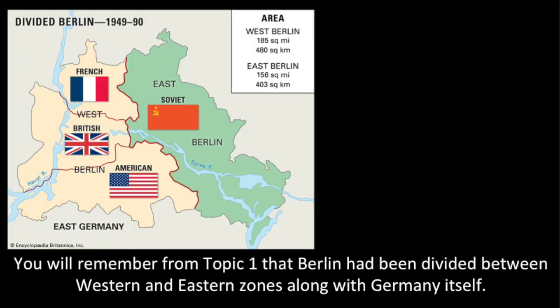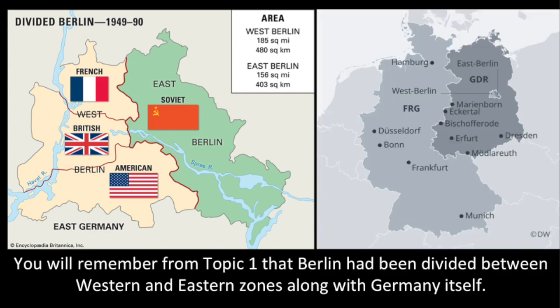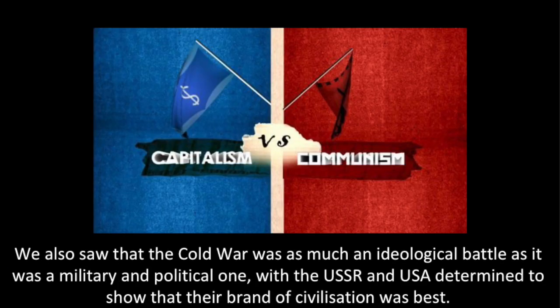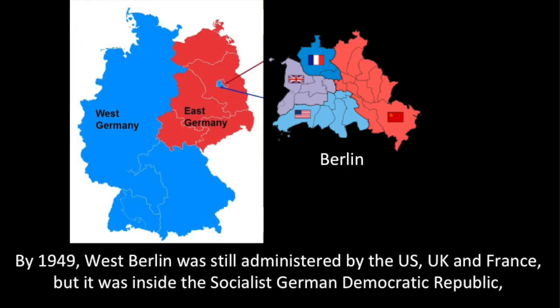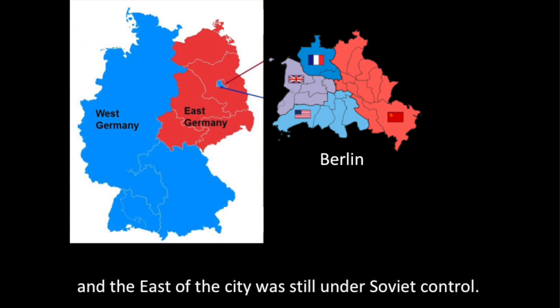You will remember from Topic 1 that Berlin had been divided between Western and Eastern zones, along with Germany itself. We also saw that the Cold War was as much an ideological battle as it was a military and political one, with the USSR and USA determined to show that their brand of civilization was the best. By 1949, West Berlin was still administered by the US, UK, and France, but it was inside the socialist German Democratic Republic, and the east of the city was still under Soviet control.